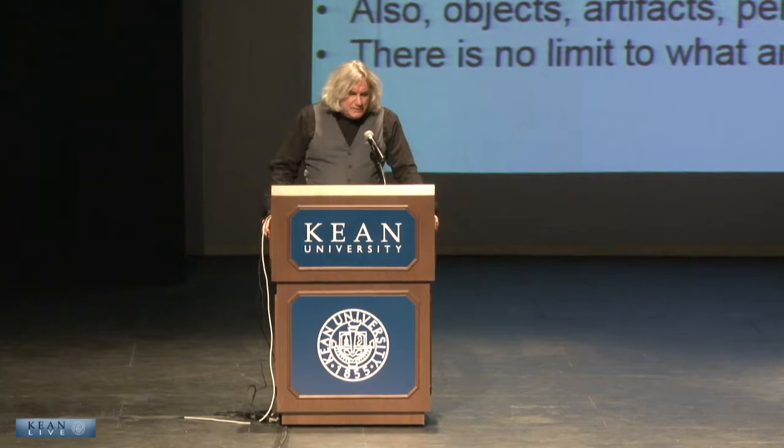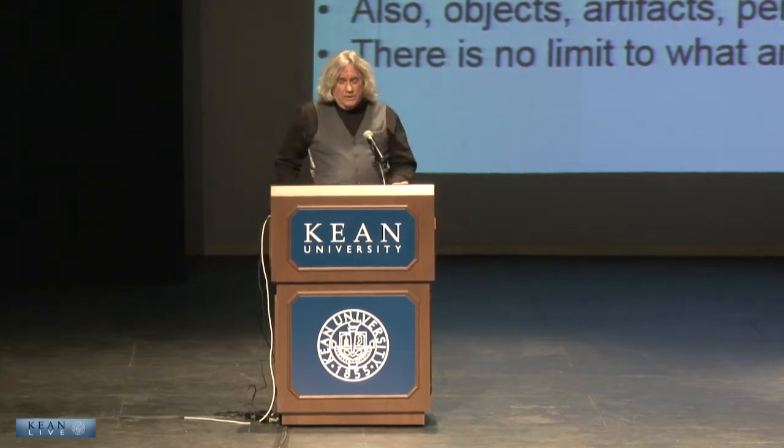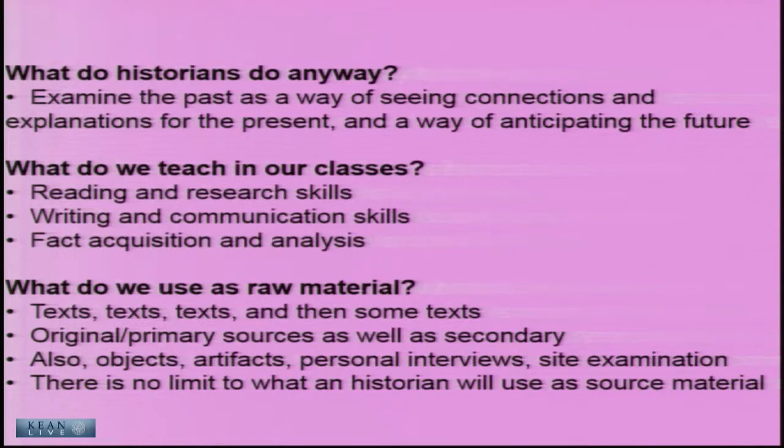And if we're going to do this, we should have some idea of what historians do. So in the simplest sense, what historians do is we examine the past as a way of seeing connections and explanations for the present and a way of anticipating the future. And if you look up any definition of history, you get something like this. It's a little superficial, but it sort of gets the idea across. And so what do we do in our history classes? We teach reading and research skills, writing and communication skills, fact acquisition and analysis skills. So things not that far different from what pretty much all of you do in your class.